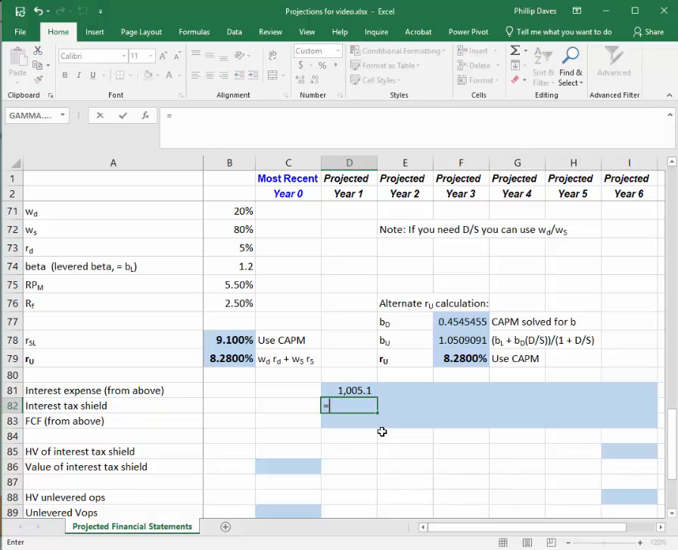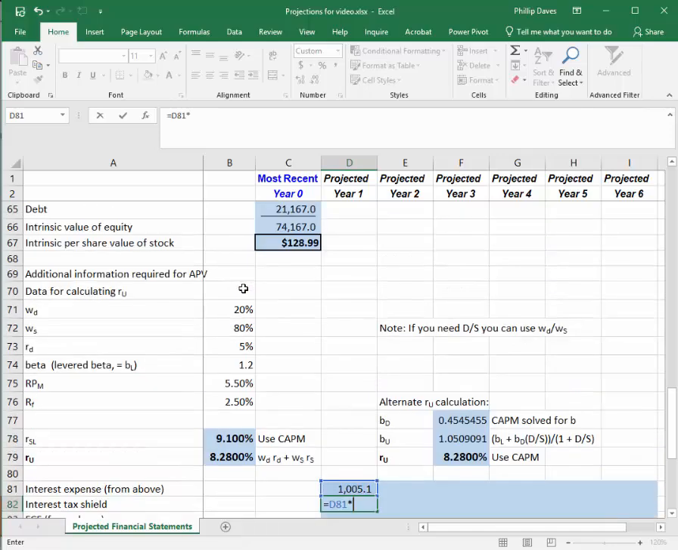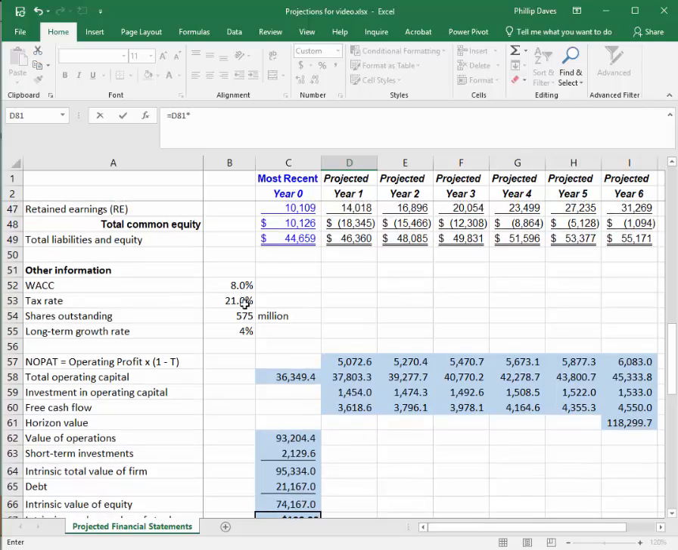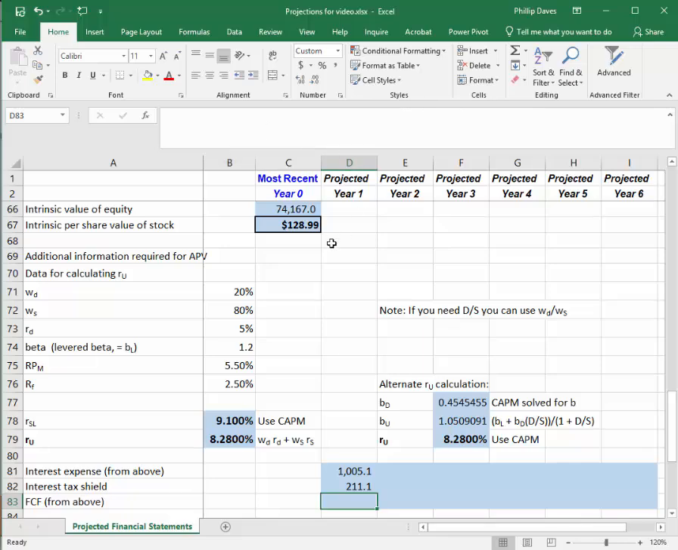We're going to calculate the interest tax shield, which is our interest expense multiplied by the tax rate, because that's the amount of taxes that you save by having interest expense, by charging off interest expense. And I'm putting some dollar signs in here because I'm going to be copying that out.